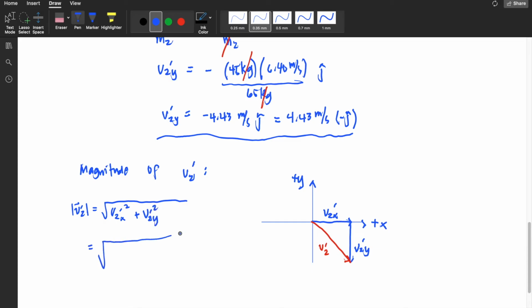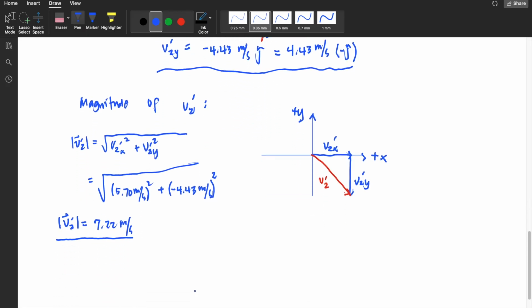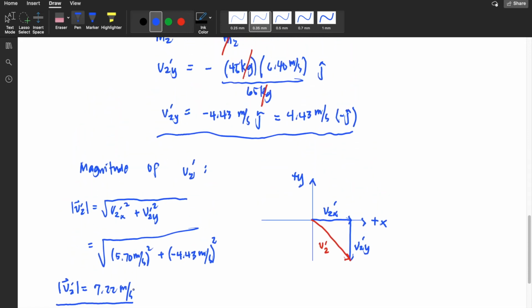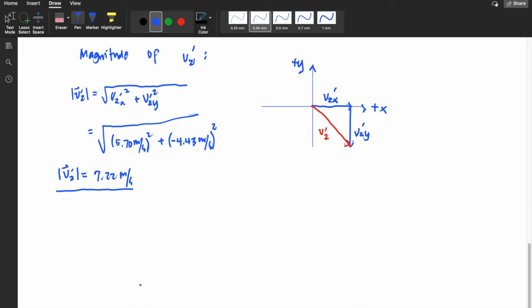So you'll have the square root of 5.70 meters per second quantity squared plus negative 4.43 meters per second quantity squared. And the answer will be 7.22 meters per second. That would be the magnitude of your v2 prime. Next, we're going to look for its direction.